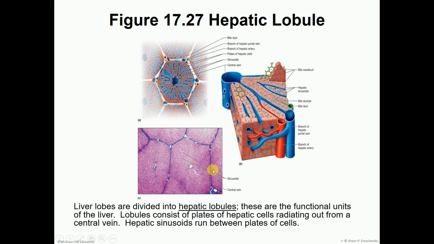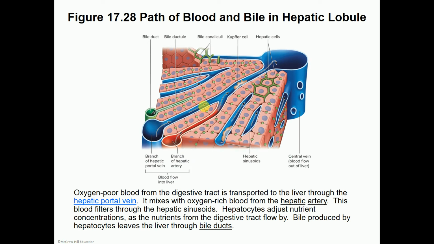You have these hepatic lobules, with the central vein draining all of the blood, and at the edges of these lobules you'll find a branch of the hepatic artery and a branch of the hepatic portal vein. Here again, in a bigger picture, you can see that branch of the hepatic portal vein bringing in the nutrients, the ingredients, and that branch of the hepatic artery bringing in the oxygen. All of that combines and mixes together in the hepatic sinusoids.